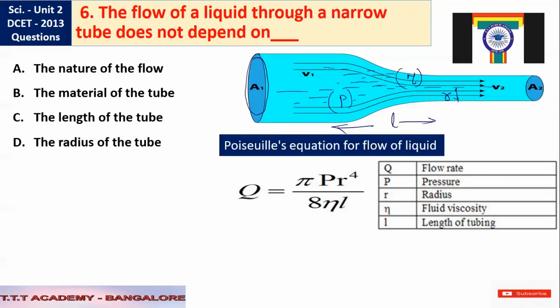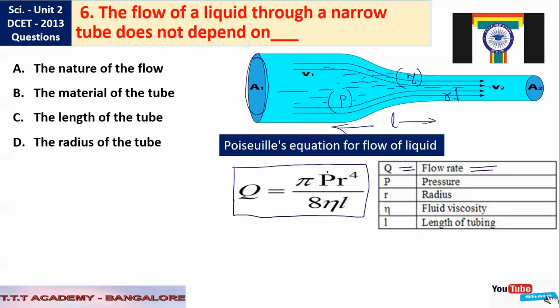This flow of liquid we can express by using Poiseuille's equation, the equation for the flow of liquid. That is, Q equals pi P R to the power of 4 divided by 8 mu L. See here, dear students, Q is nothing but the flow rate. Next, P is the pressure of the liquid flowing in a pipeline, and R is the radius of the pipeline or flow line.